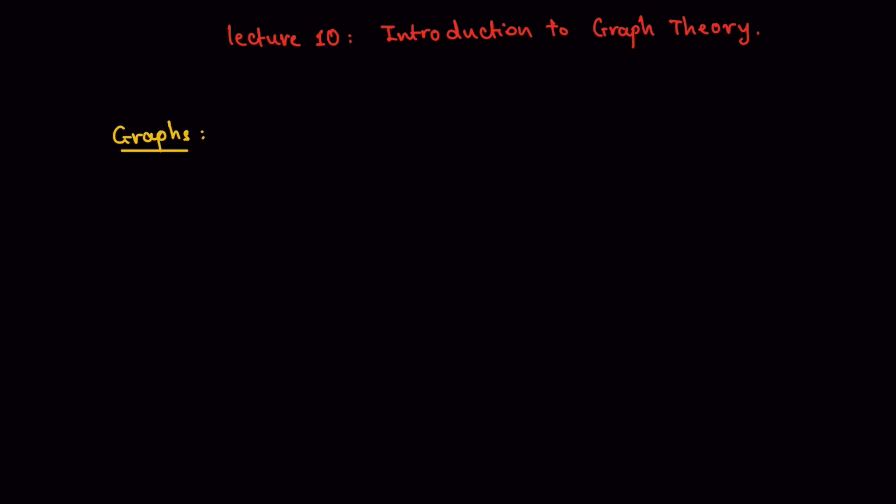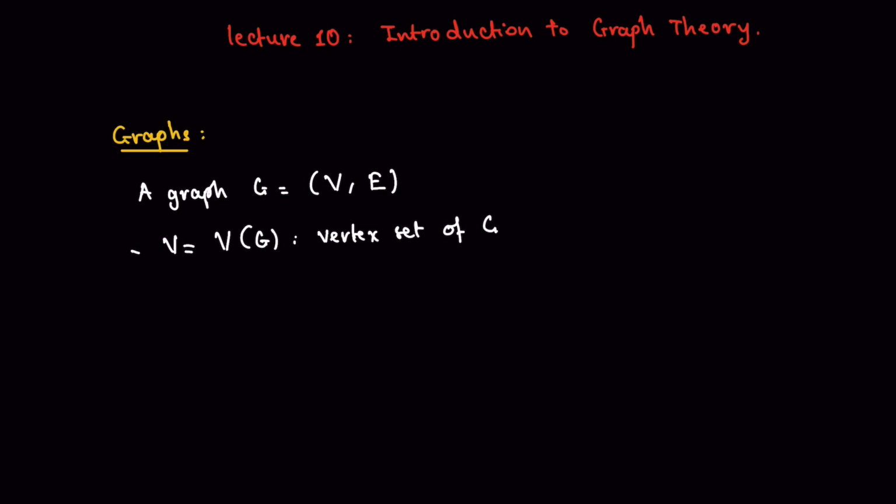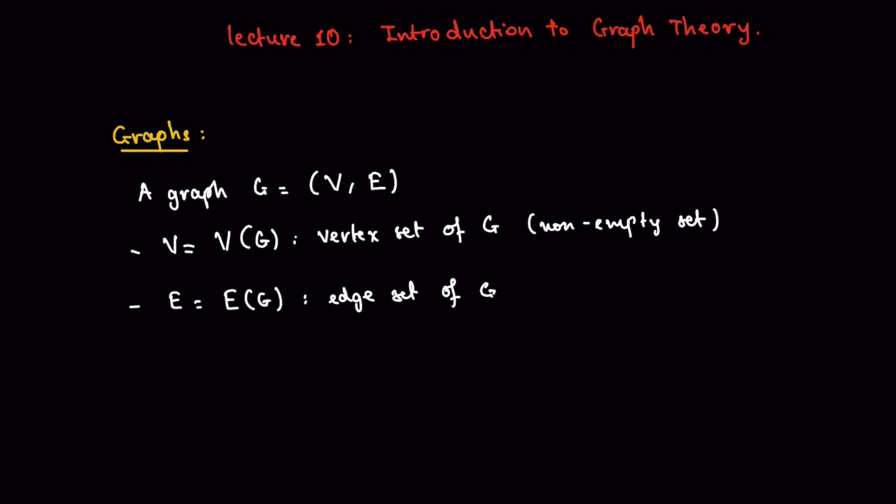So what is a graph in discrete mathematics? A graph, denoted as G, consists of two components, V and E, where V is equal to V of G, which means the vertex set of G, where G is the graph, and it has to be a non-empty set. And E is equal to E of G, the edge set of the graph. Each edge has one or two vertices called endpoints.